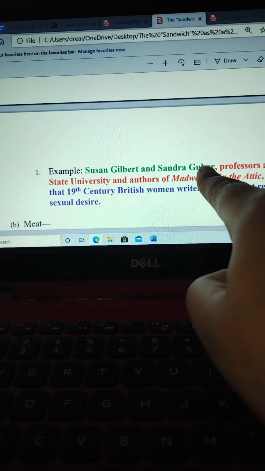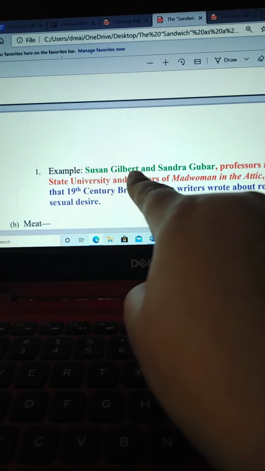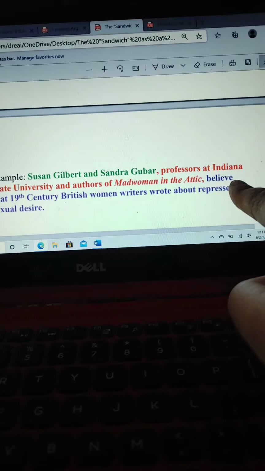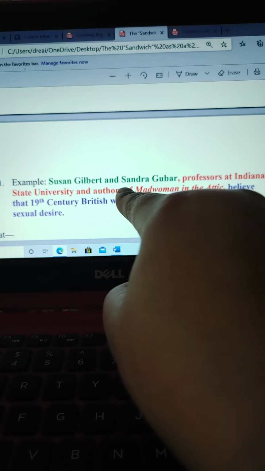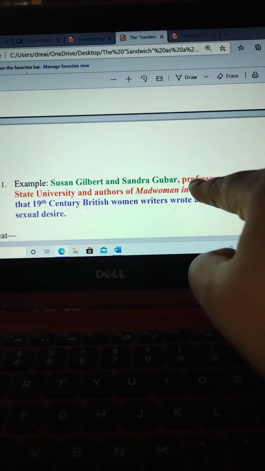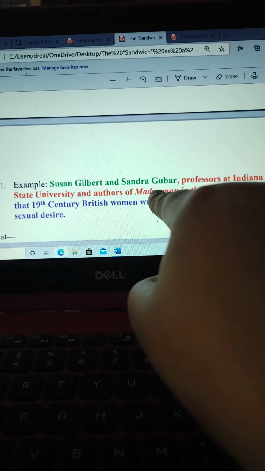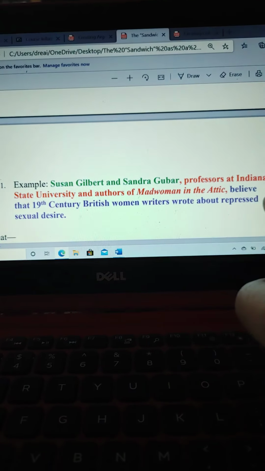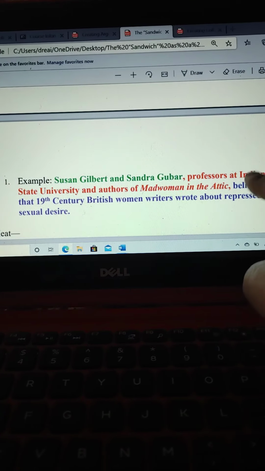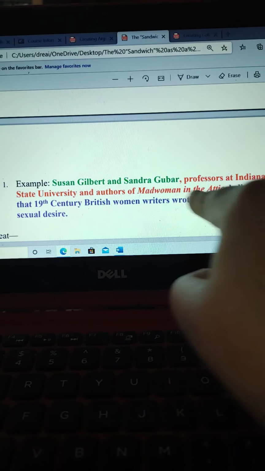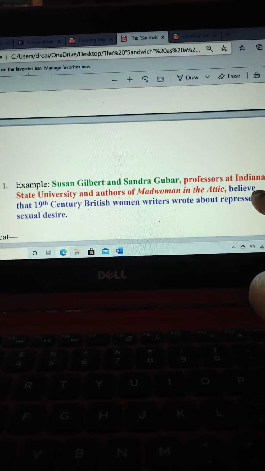The green part, which was the name, Susan Gilbert and Sandra Gubar, that's their name. Credentials: they are professors at Illinois State University and authors of Madwoman in the Attic. So I have their credentials, they're professors at this university, and this is the title of their book. Okay? I should have probably made that a different color. And then here's a little synopsis of what this book is about.